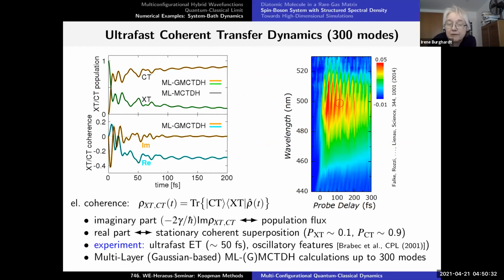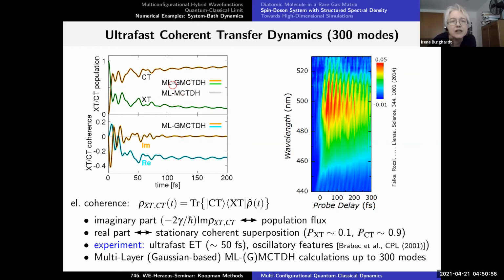Now, this is an experiment for this type of system. We see an oscillatory decay, again, on a very fast time scale. And we get this in our simulations. These are simulations which were done with these Gaussian wave packets, so this is G-MCTDH, and with the original MCTDH method, you see no difference here at all.